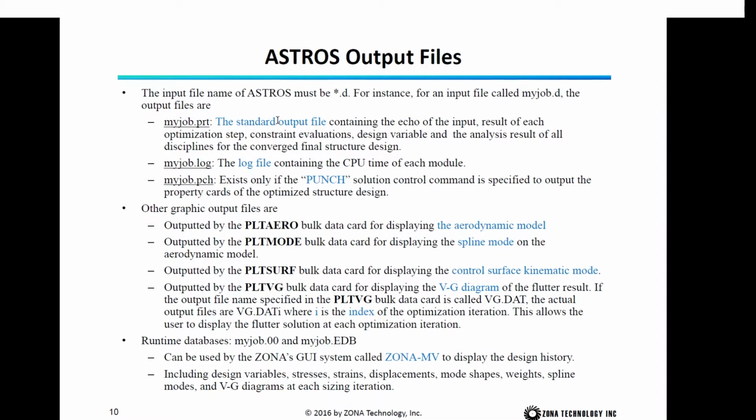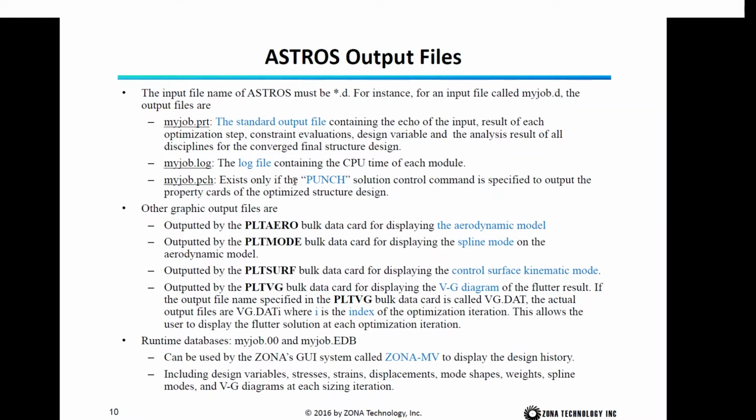The input file of ASTROS must be something .d, for example, myjob.d. The output file will be .prt. So if the input file is called myjob.d, the output file is called myjob.prt. It is the standard output file containing the echo of input, cost and result of each optimization step, constraints, evaluations, design variables, and analysis results for all disciplines for the converged final structure design. And you have a myjob.log containing the CPU time of each module.